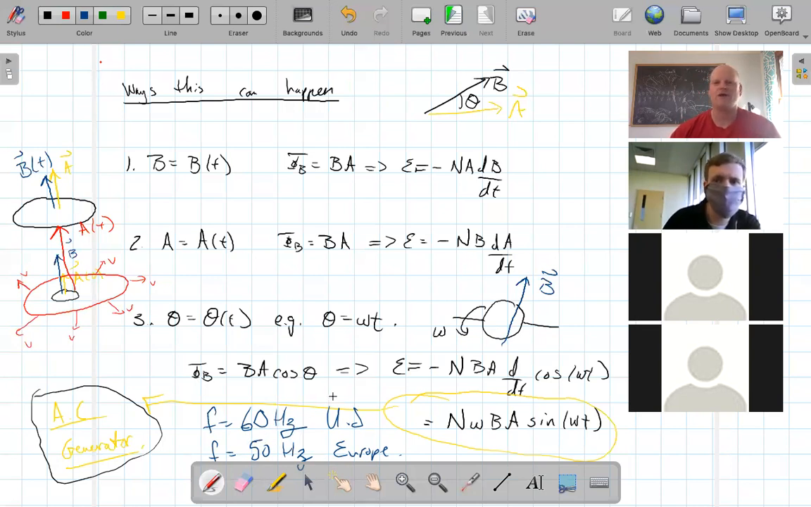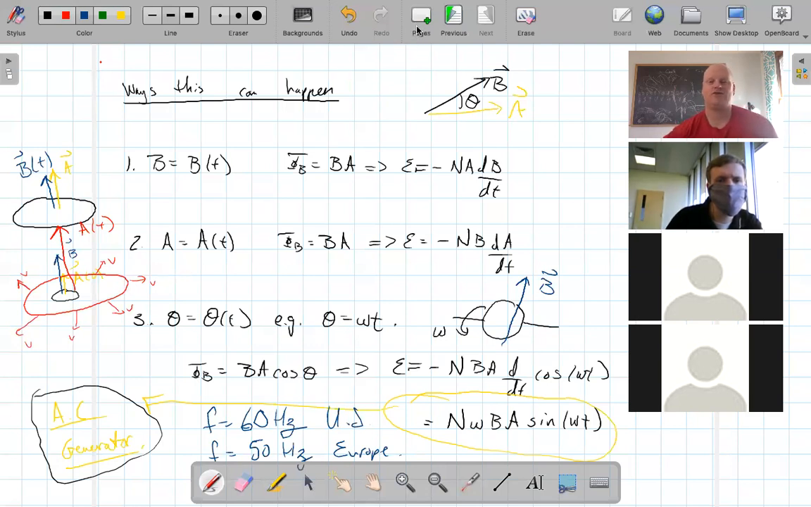So hopefully we'll talk more about that later. So these are in general the three ways that this can happen. Now, mind you, it could be a combination of all three of these. I could have a time-dependent magnetic field with a time-dependent area, rotating about with an angular velocity. So it can either be one of these three, or a combination of any of them. So this is the way that it can actually happen.